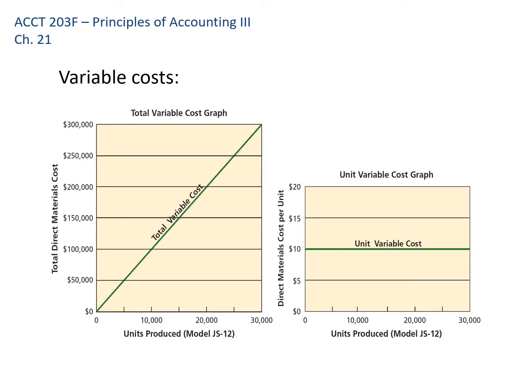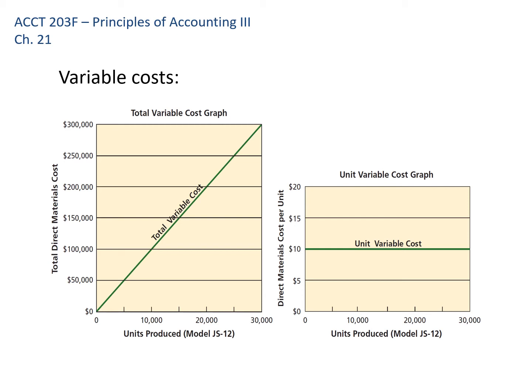So the graph on the left shows what the total cost would be. In this case, it's units produced, a particular model. If I produce 0 units, my variable cost in total is 0. Whereas if I produce 30,000 units, my total variable cost is $300,000.